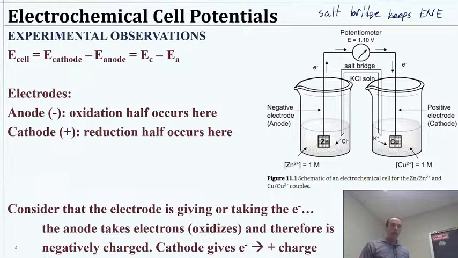Okay, so what's actually happening at these electrodes? Here we notice we have zinc over here and copper over here. We're going to have some dissolved copper 2+ here and dissolved zinc 2+ here, right? If we have some equilibrium with the solution.